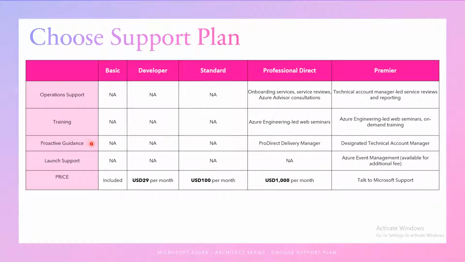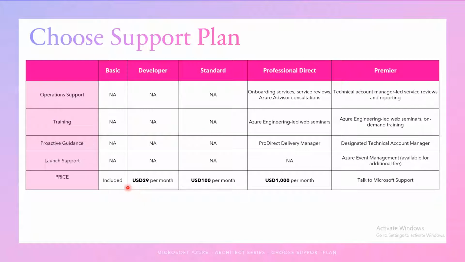So the proactive guidance is available in Professional Direct and Premier. The Pro Direct delivery managers will proactively guide you if they are seeing any issues, or any foreseeable issues, or any capacity degradation or performance degradation. Then you get proactive guidance in Professional Direct. The lower plans give you only reactive guidance.